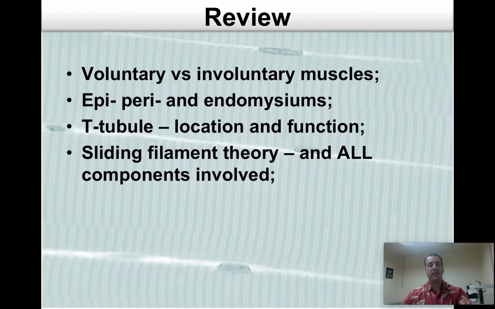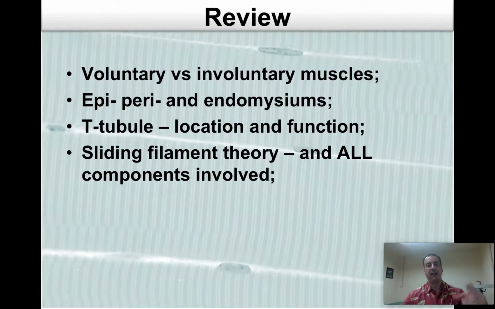This is a big one. This covers a lot of information in Chapter 11: the sliding filament theory and all its components, which means what? It means tropomyosin, troponin, your actin sites versus your myosin heads. So you should understand how they all work together, how they fit together. Where does ATP play a role in this? How does the sliding filament theory work?